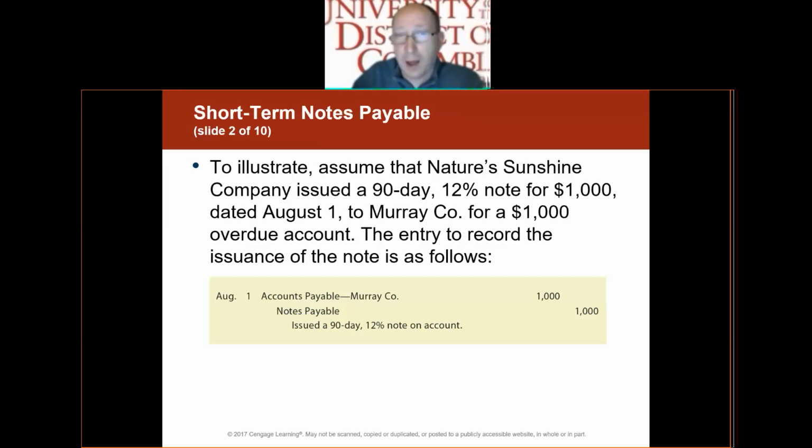The way to think about this entry is we're converting the account payable into a note payable. We're moving the money out of accounts payable and putting it into notes payable. And the way we do that was we debit accounts payable and credit notes payable. And of course, we type in our fancy little memo, right? Issued 90 days, 12% note on account.